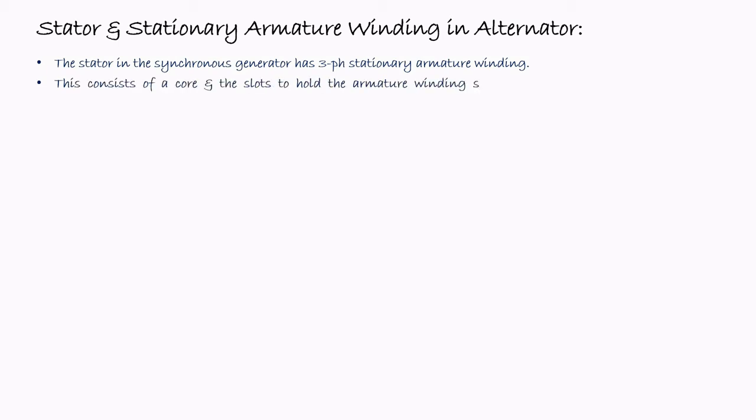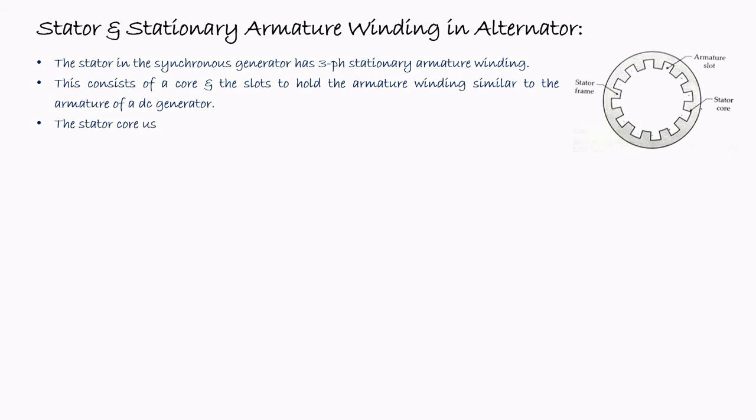Next is the stator and the stationary armature winding in an alternator. The stator in the synchronous generator has three-phase stationary armature windings. This consists of a core and the slots to hold the armature winding, similar to the armature of a DC generator. If we recall the DC generator, we have seen that there are slots in the inner surface of the stator, like here it is shown. So the stator windings, which is the armature winding, three-phase armature winding, are basically placed on these slots.